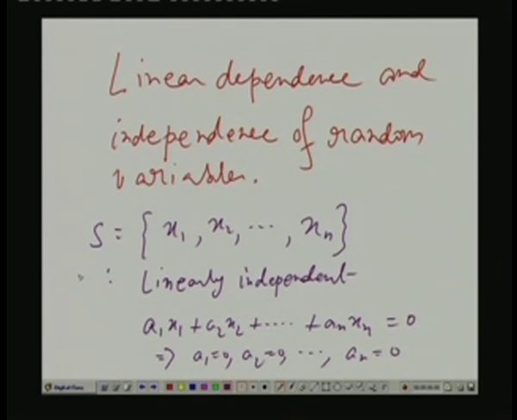On the other hand, if you can find some coefficients a1 to an where not all are 0, but this equality is maintained, then you say this set is a linearly dependent set, which means at least one element can be expressed as a linear combination of either the whole of the rest or part of the rest.